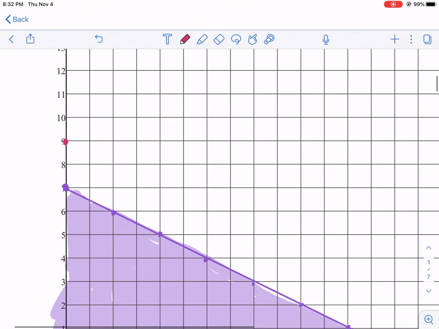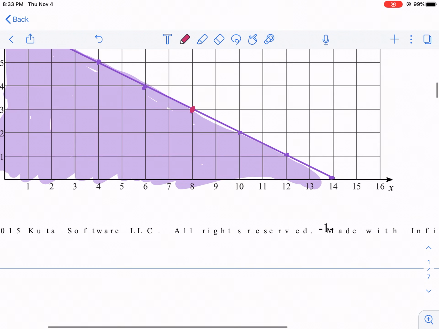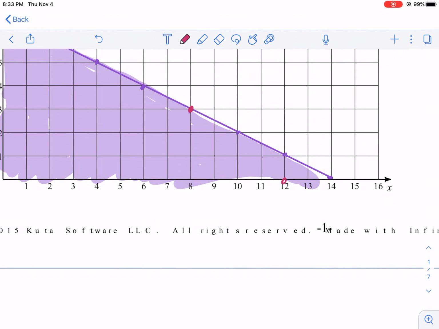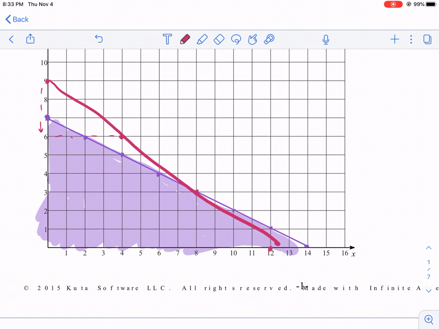And now this time I'm going down 3, 1, 2, 3, over 4, 1, 2, 3, 4. Okay, and I'm going to repeat that process, 1, 2, 3, 1, 2, 3, 4. Okay, so this is where I end up. I'm going to connect my dots, and boom.